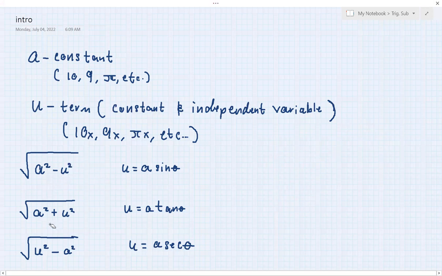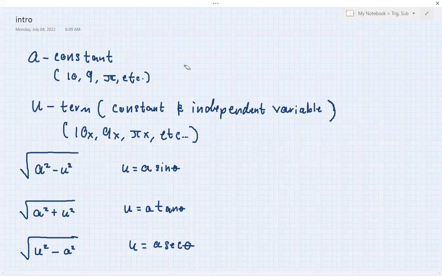Square root of a squared minus u squared, square root of a squared plus u squared, and square root of u squared minus a squared. So let's take a look at this one. Square root of a squared minus u squared. So dapat daw na kapag ganito yung itsura ng format mo, yung u mo is equal to a times sin theta. Ulitin ko. Kapag may nakita kang ganito yung format, square root of a squared minus u squared, therefore u is equal to a times sin theta.